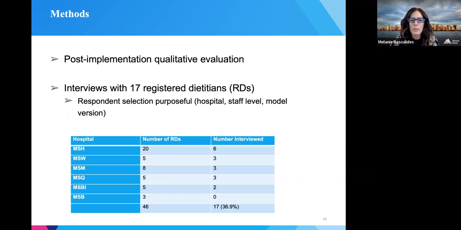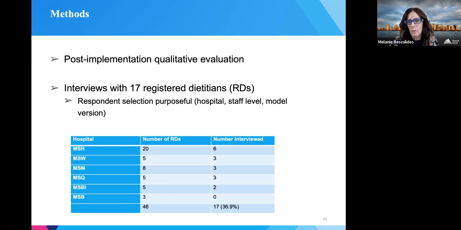We interviewed 17 dietitians across many different hospitals, and we selected the respondents very purposefully. We wanted to have variation across the different hospitals. We wanted to have variation across the staff levels. And that's like clinical nutritionist, dietitian versus senior dietitian versus clinical nutrition coordinators versus advanced coordinators, because those people have different knowledge, different training, and different years of experience, and also the model version that they had implemented.